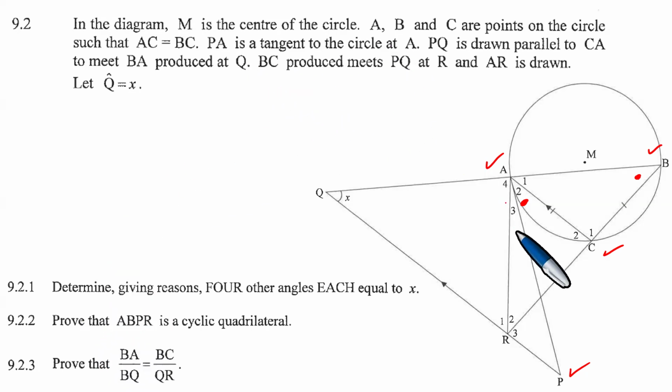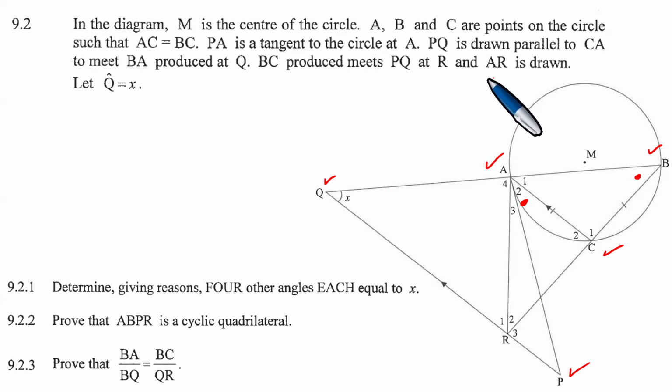PA is a tangent to the circle at the point A. PQ is drawn parallel to CA. Here is P and here is Q. It is drawn parallel to CA, to meet BA produced at Q. Now, BC produced meets PQ at the point R.